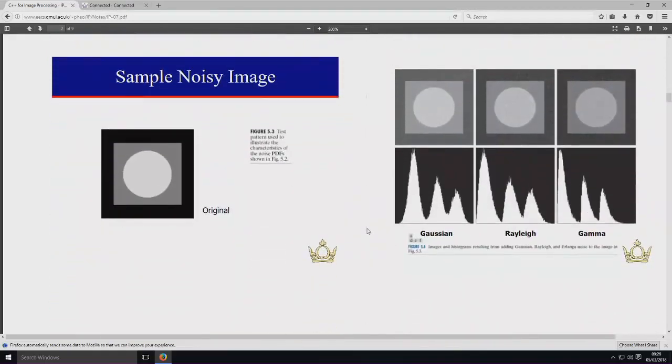Okay, here are the examples in images. If we have an image with three levels, very dark, very bright, and some gray pixel values between, and we intentionally add noise into the image, if we add Gaussian noise the image looks like this, and if we add gamma noise, the image looks like this. This just gives you some impression of what noise looks like in images.